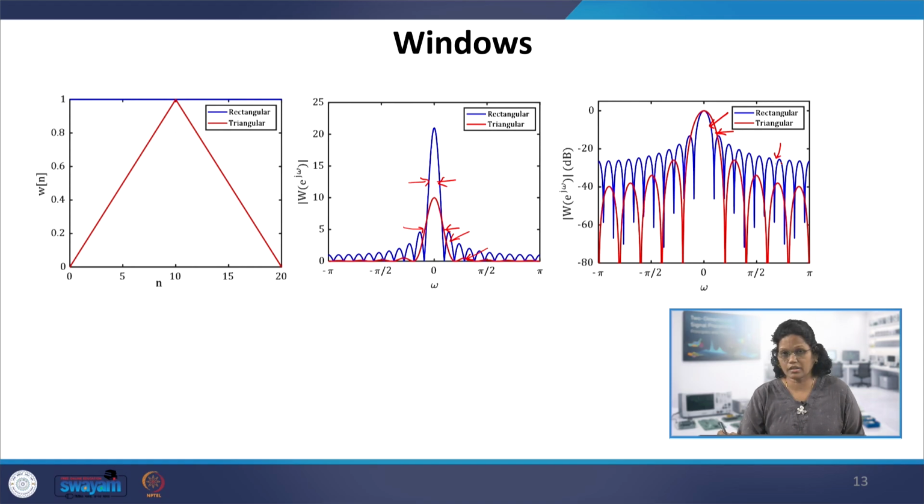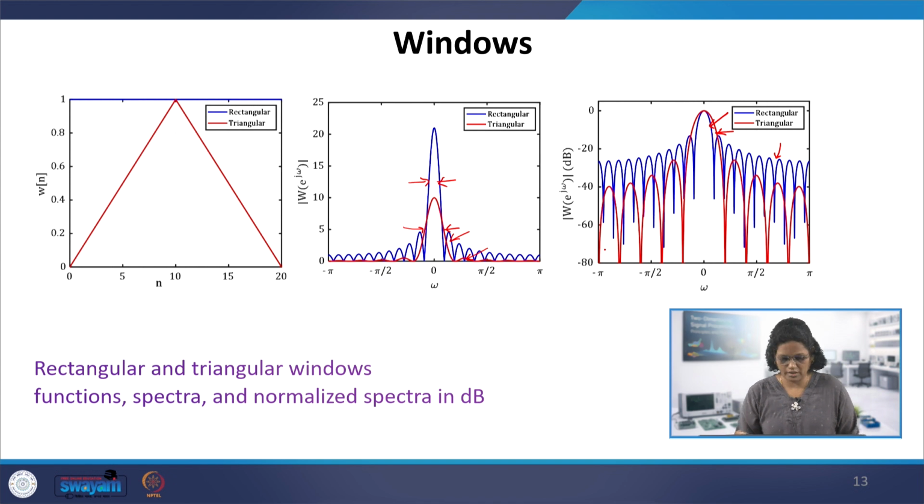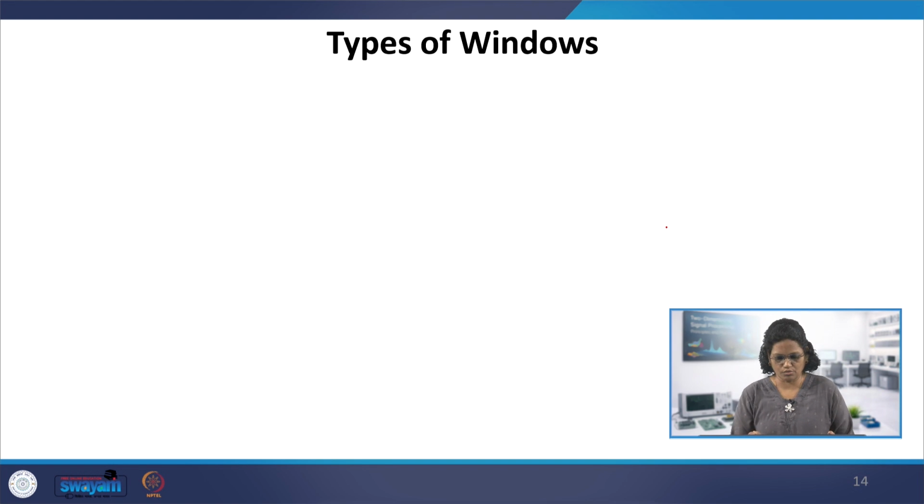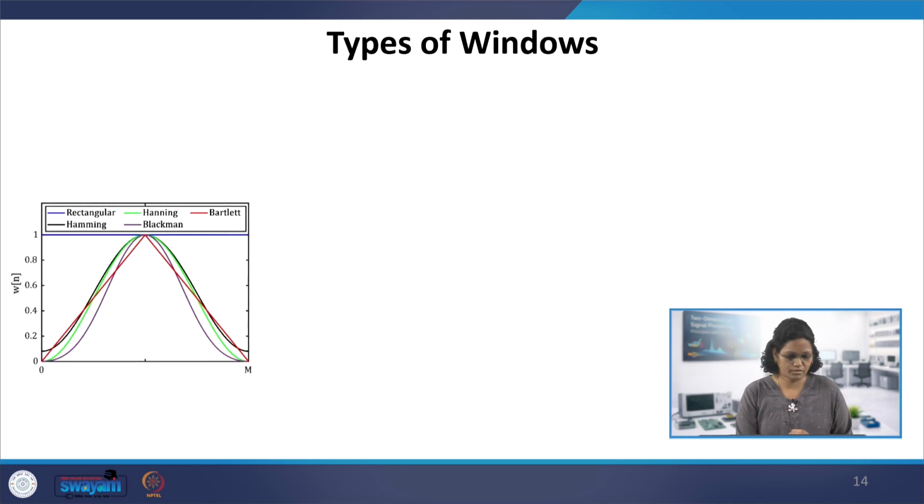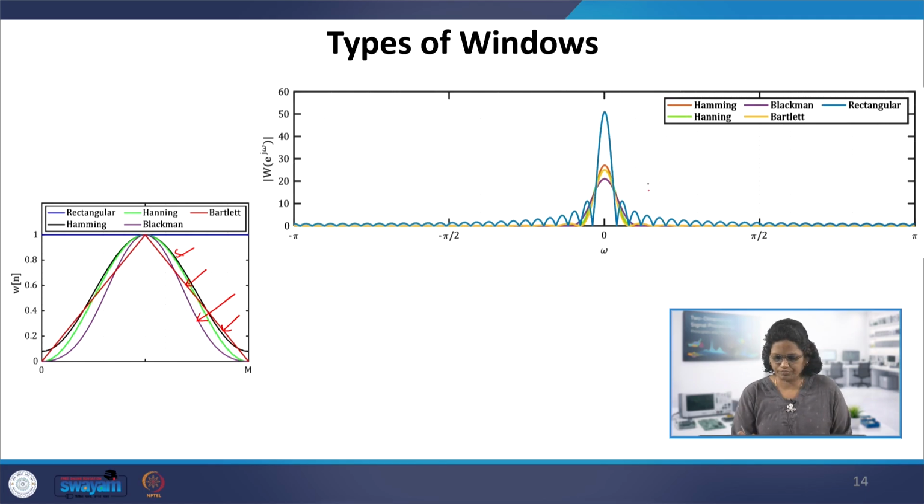This is the rectangular window, and the triangular window has lesser side lobes. This is valid for the other smoothening windows as well. So the rectangular and triangular windows and their spectra have been shown here. Taking a few types of windows used in design: the rectangular window, then the Hanning, the green one, the Hamming, the black one, the Blackman window, which is also a smoothening window, and the Bartlett window, which is the triangular window. The corresponding frequency responses are shown here.